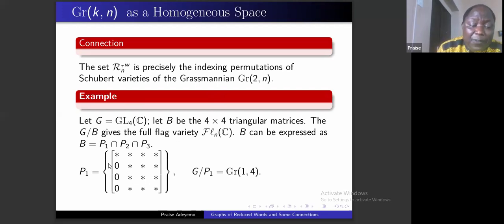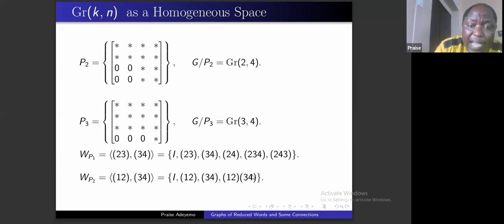So this is the form for the parabolic. Now the Grassmannian that I'm going to get here, G mod P1, this will be the set of lines. That is G14. But for when P equals 2, I have this, so this is G24. Okay, for P equals 3, this is G34.